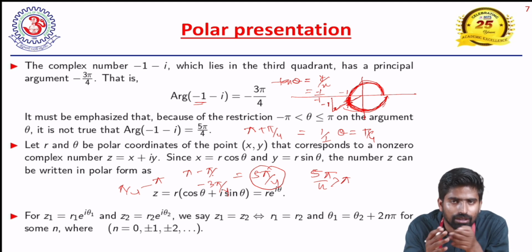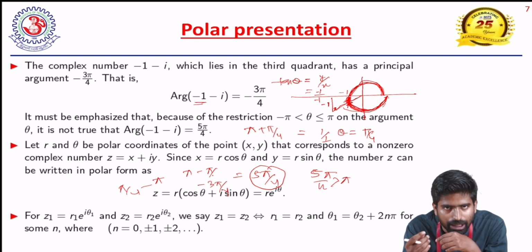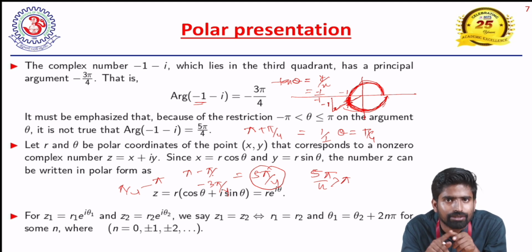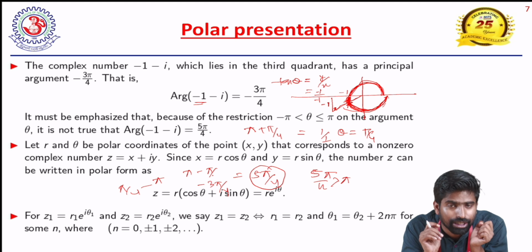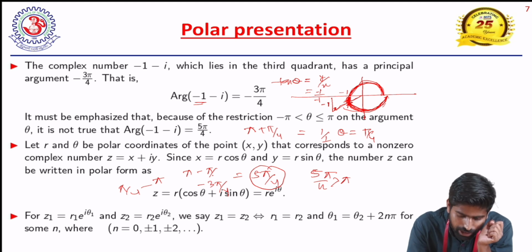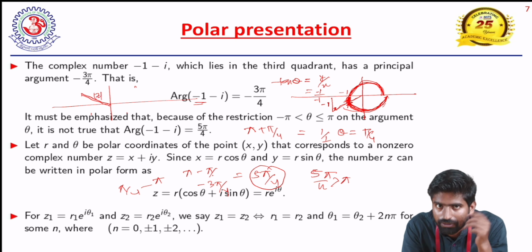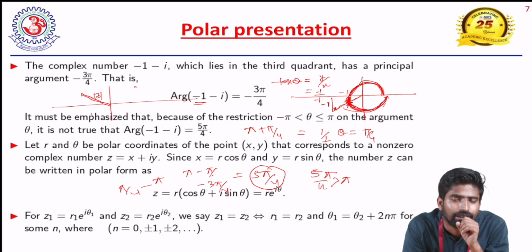Once you are comfortable with how to calculate the principal argument and any argument of a complex number, next will be the radius vector. What is the radius vector? If any number is lying at any position, and you draw the radius vector, this distance is nothing but the modulus of z that we have discussed earlier. That will be the radius vector.